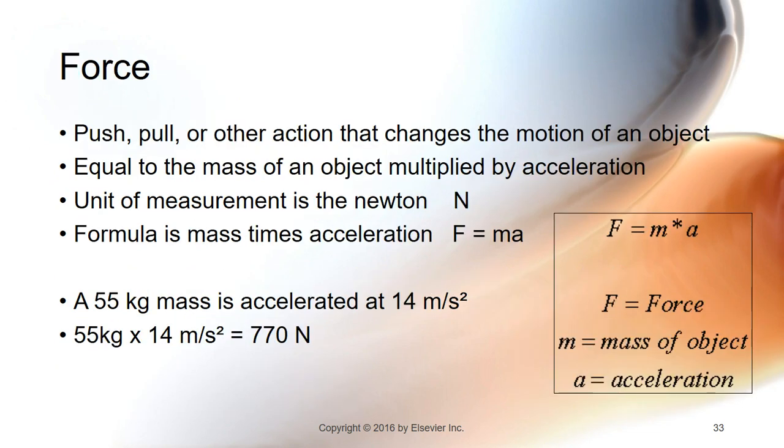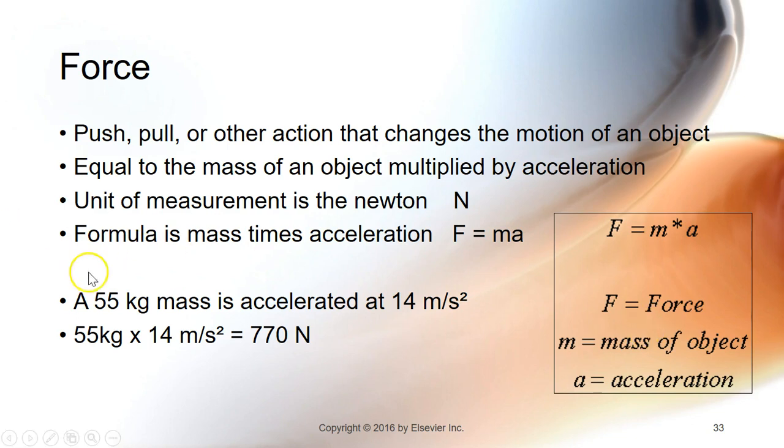The next one is force. Now, force means it's a push, pull, or other action that changes the motion. So if it's trying to go and then you change the direction, it's equal to the mass of the object multiplied by the acceleration. The formula is F equals m times a. So I just did it ma, but here it is, force equals m times a. And m is mass, a is acceleration, and when you complete one of these formulas, the answer is going to be in a Newton.